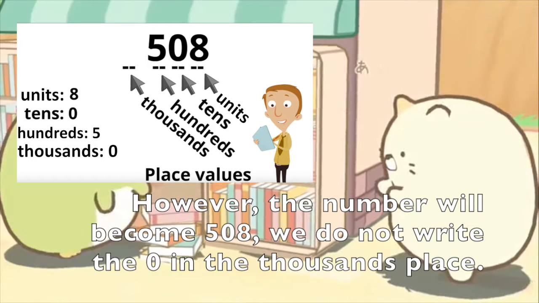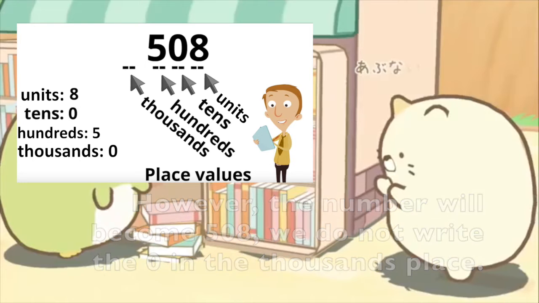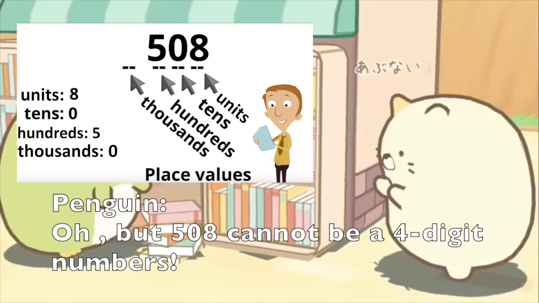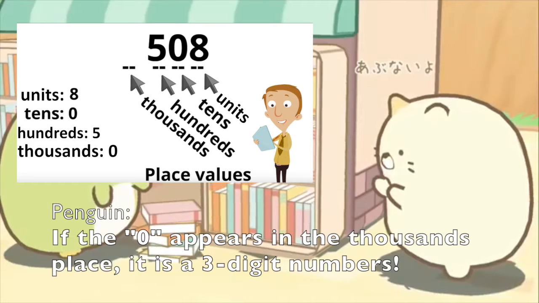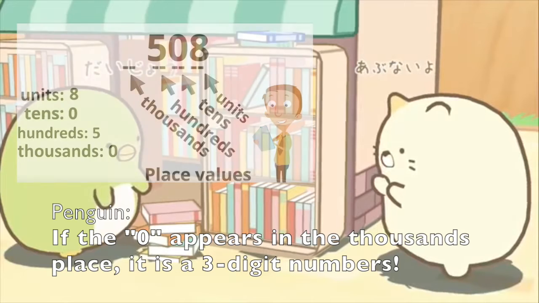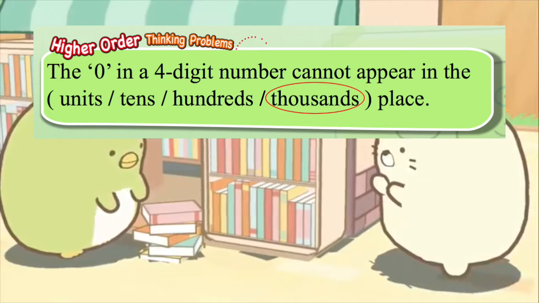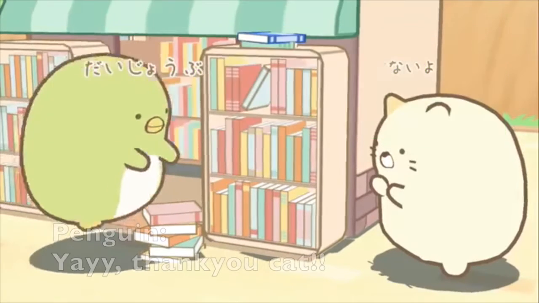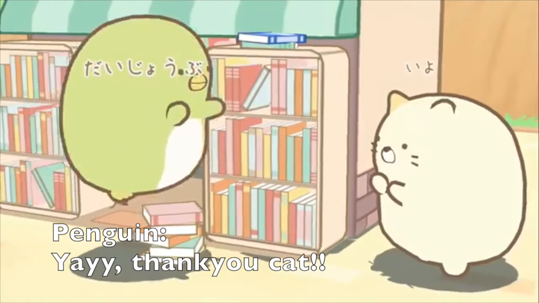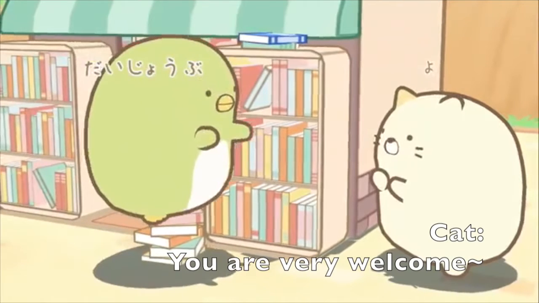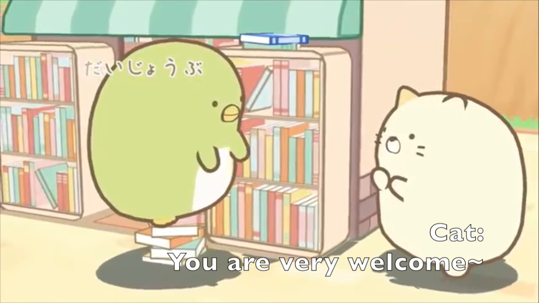However, the number will become 508. We do not write the 0 in the thousands place. Oh, but 508 cannot be a 4-digit number. If the 0 appears in the thousands place, it is a 3-digit number. Oh, I get it now. So the 0 in a 4-digit number cannot appear in the thousands place. Otherwise, it is a 3-digit number. Yay! Thank you, Cat. You are very welcome, Meow.